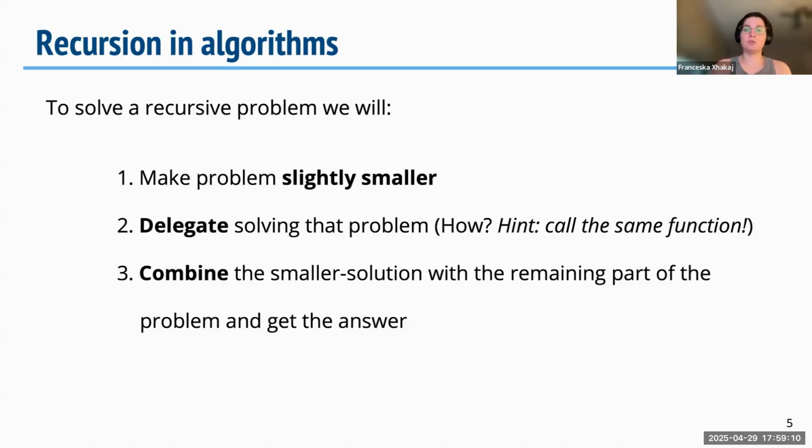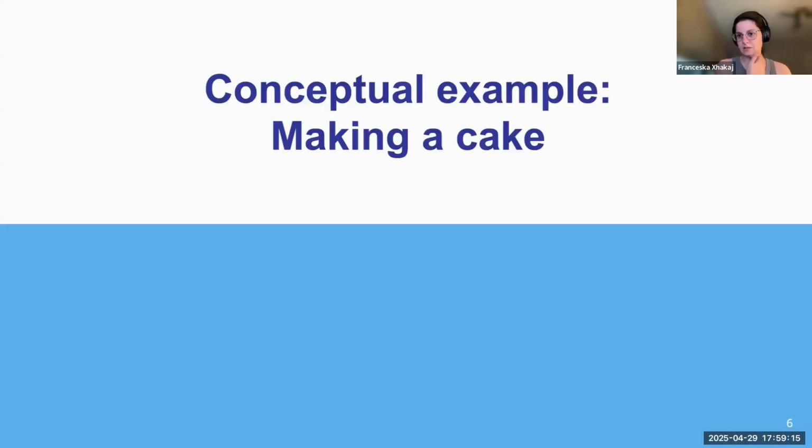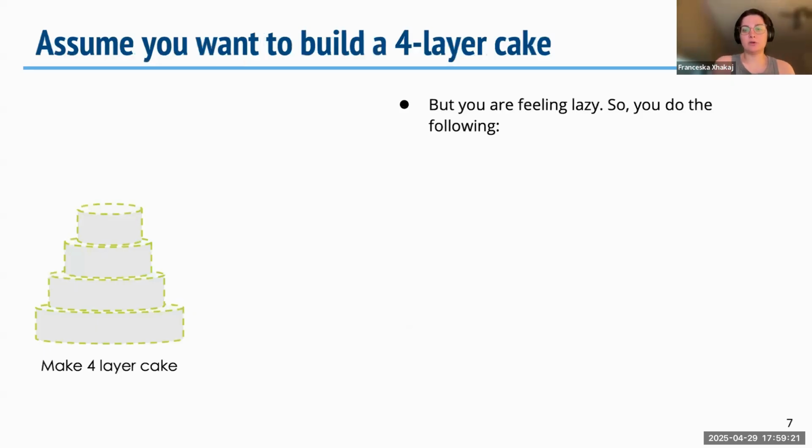Let's look at how this is going to be represented when we're trying to make a cake. This is purely a conceptual example, so we understand recursion a little bit better. Assume you are trying to build a 4-layer cake. If you had to do this cake on your own, and the layers are getting smaller and smaller, you're making a fancy tower cake. You have to do the first layer, bake it, bring it out, do the second layer, bake it, bring it out, do the third layer, bake it, bring it out, do the fourth layer, bake it, bring it out, put everything together. So that takes quite a bit of time and effort.